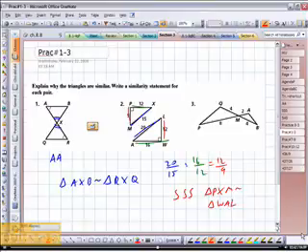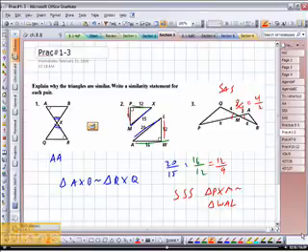And then the last one, these are curved because they're vertical angles, and so that's going to be SAS, because we know that 8 over 4 is equal to 4 over 2. And so the angle in between works, and also the sides are proportional. And so we can say that triangle PQM is similar to triangle BAM.